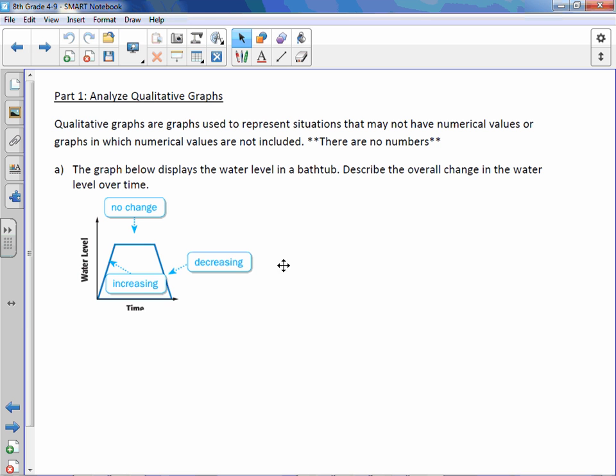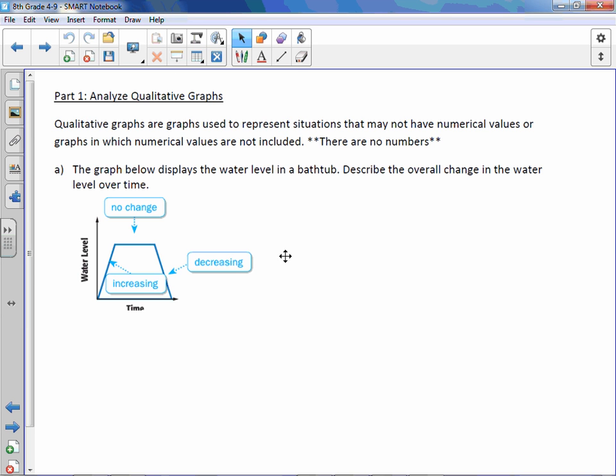The graph below displays the water level in a bathtub. Describe the overall change in the water level over time. So here on the bottom is our time, and the y-axis represents the water level. This first part is increasing, and it's a straight line, which tells me it's increasing at a steady rate. From this point in time to this point in time, there's no change, which tells me the water level stays the same. And then it decreases at a steady rate until there's no water left in it.